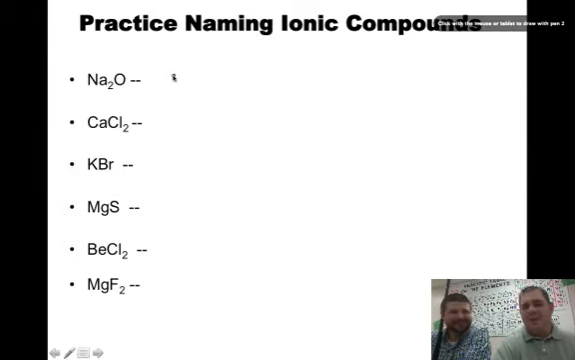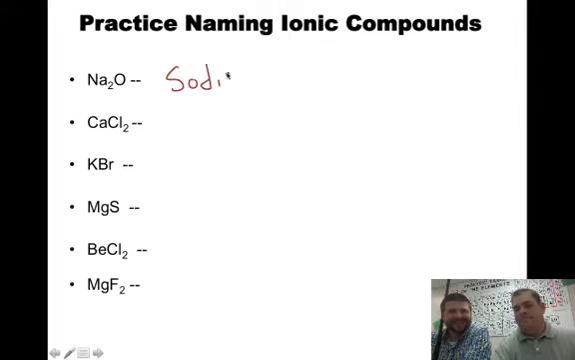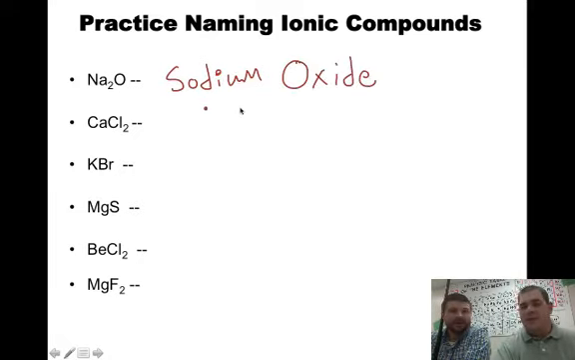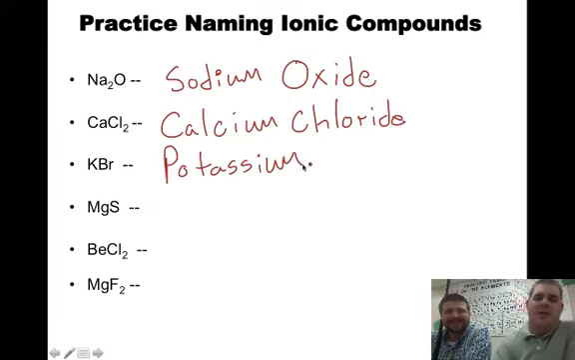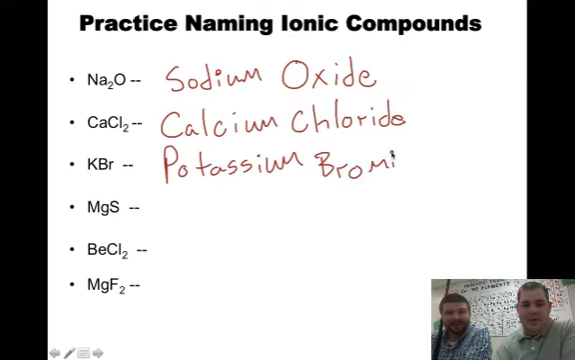So what's the first word here? First word here is going to be sodium. And then the next, oxygen would become oxide. Change the ending: sodium oxide. Okay, calcium, and then chloride, changing the ending there. And then we have potassium, and bromine becomes bromide. All right, so pretty simple here. We'll let you guys fill out the rest of these.